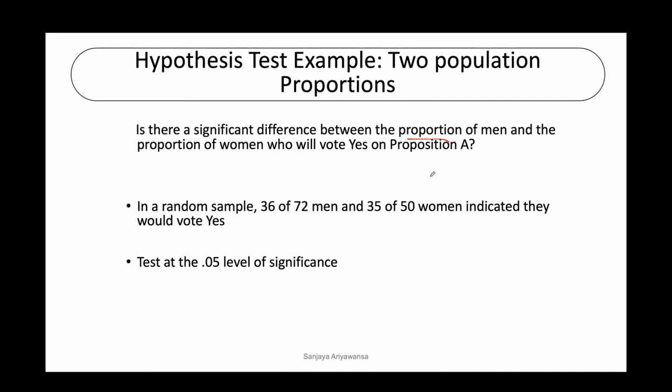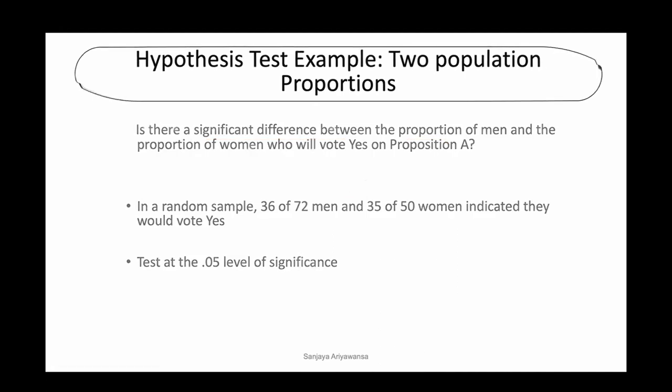There are two samples, men and women. So that means you're talking about a hypothesis test for two-sample tests for population proportions. They're asking whether there's a significant difference between them. So that means it's a two-tailed test. Significant difference means a two-tailed test. So what do we do?